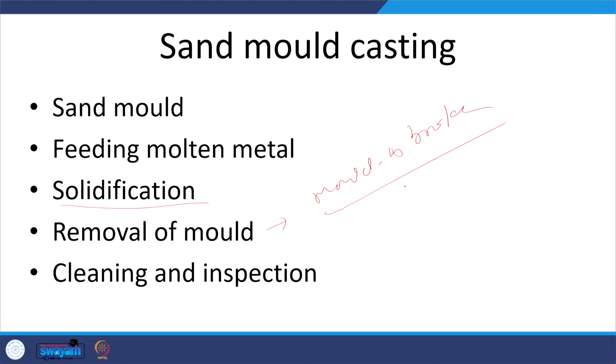So, this must be broken at the right temperature, so we must allow the casting to cool down to a sufficiently low temperature so that it gains strength. Otherwise, while breaking the mold, the component or the casting can also break. So, the removal of the mold is done by breaking the mold. This must be done at a low enough temperature to avoid any kind of distortion or damage to the casting which is being made.